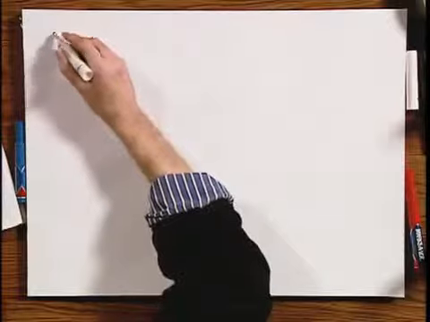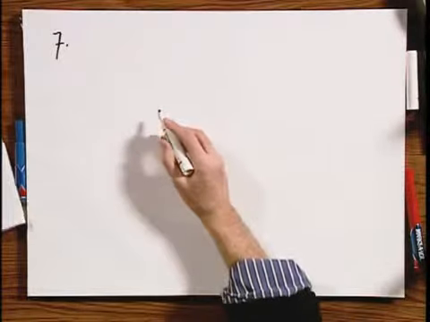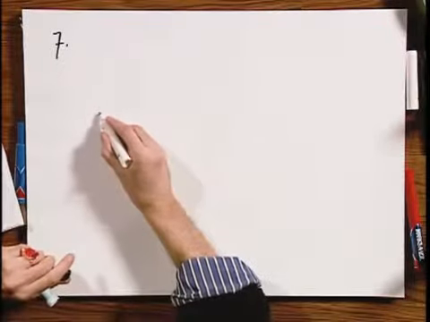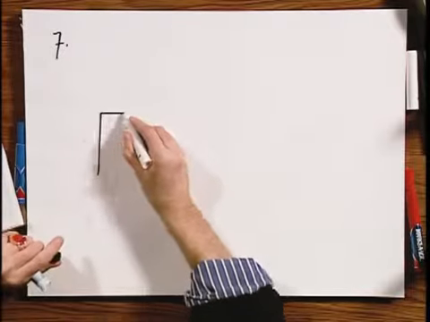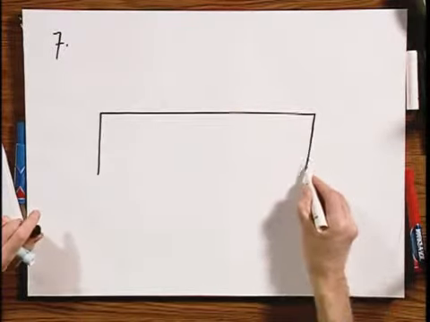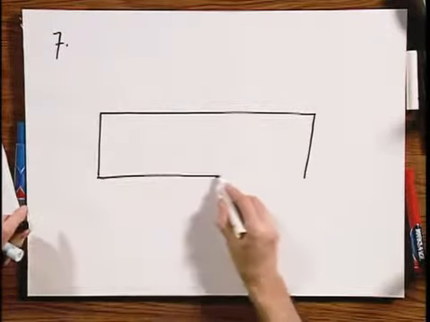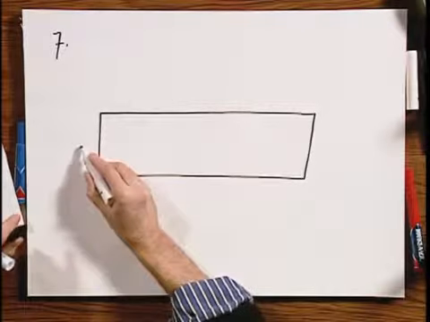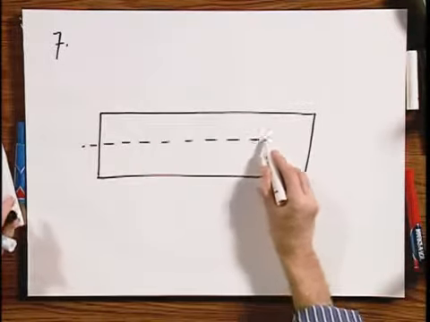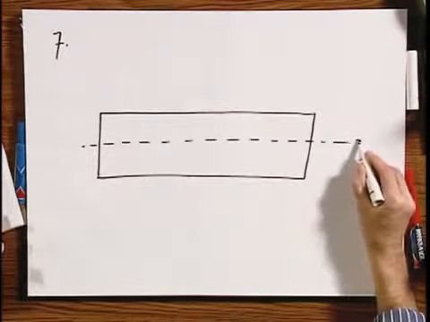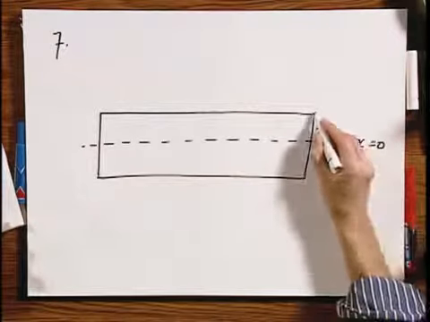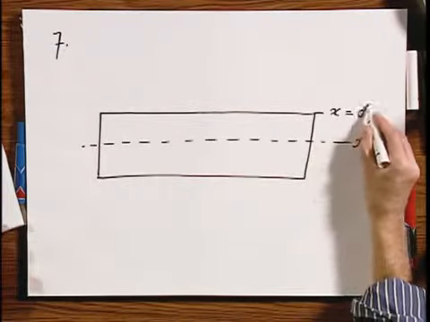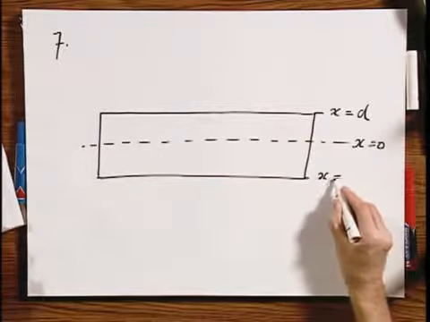So now we go to problem number 7, which is another classic, and that has plane geometry. We have now done spherical geometry, we have done cylindrical geometry, and now we do plane geometry. Here is a plane which is infinitely large in size. X equals 0 here, x equals plus d, and x equals minus d.